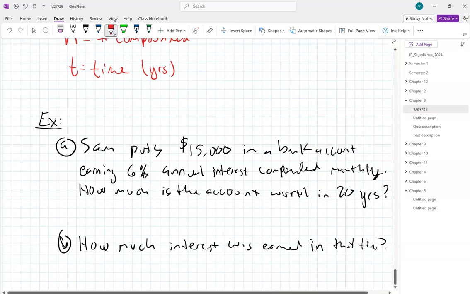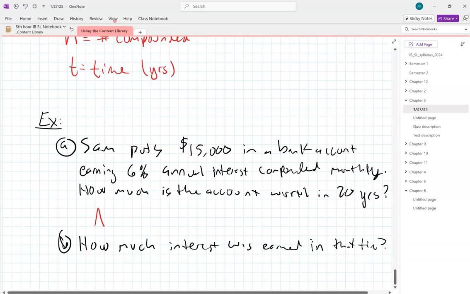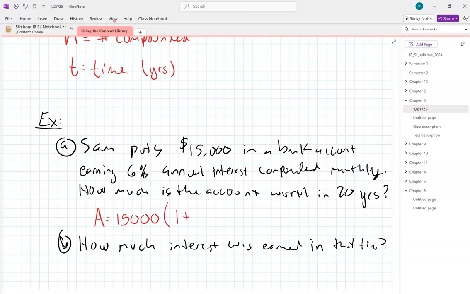All right. So Samantha or Sam puts $15,000 in a bank account earning 6% annual interest compounded monthly. How much is the account worth in 20 years? So I'm just going to use that formula from before. My P is 15,000. My R is 0.06. My N is 12. And my T is 20.